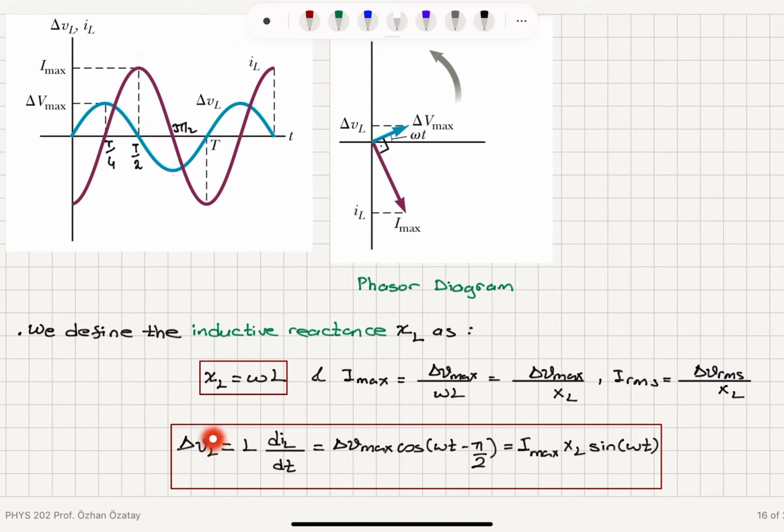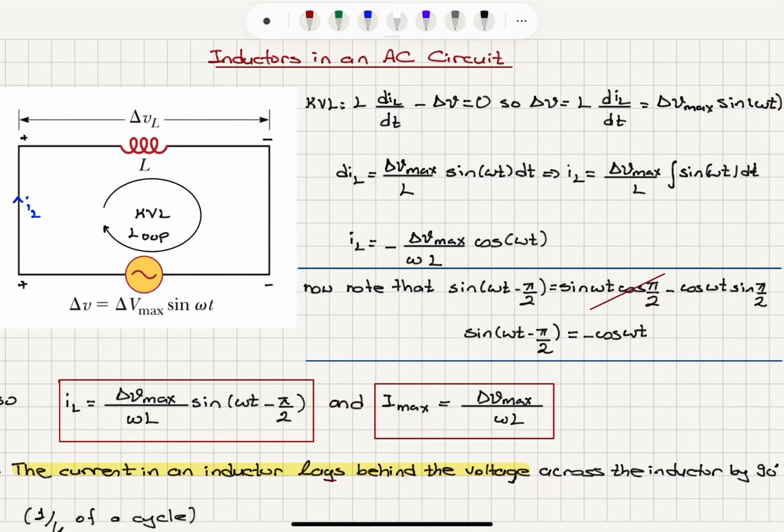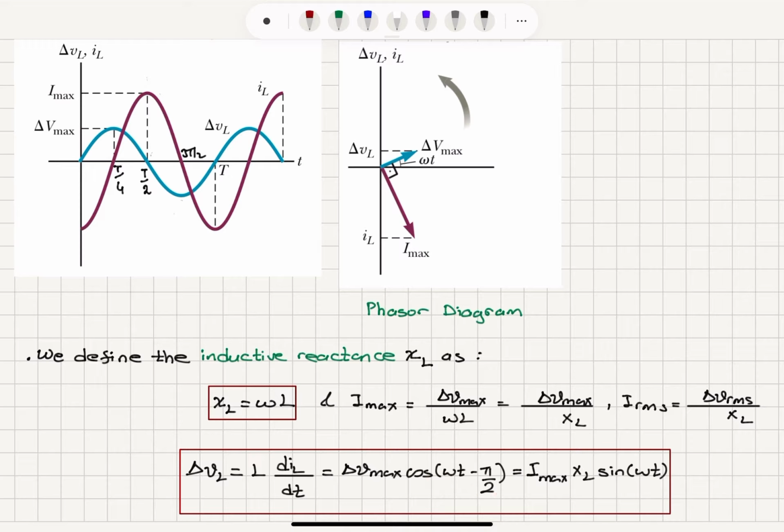Now, the voltage across the inductor is L dI_L/dt. So basically this is going in the opposite direction. We integrated it, now we can take a derivative. If you take the derivative, you will obtain an omega. Omegas will cancel, and then you will make the sine a cosine: cosine of omega t minus pi over 2.